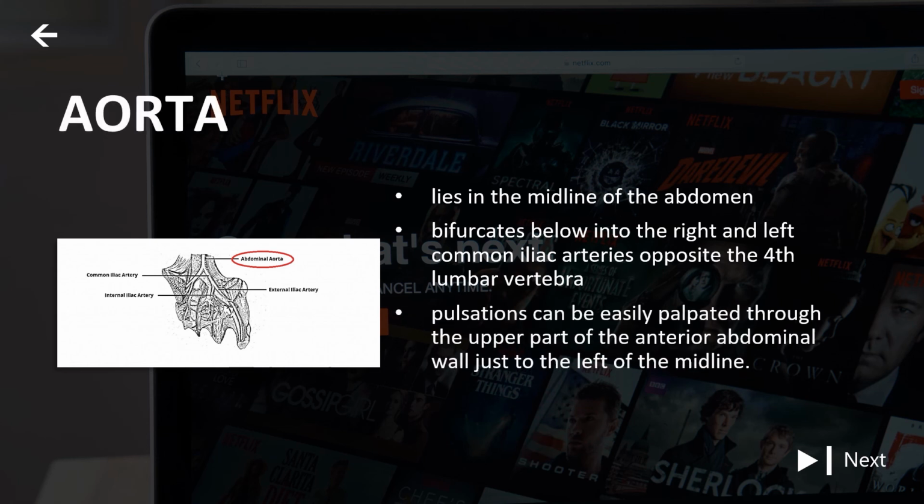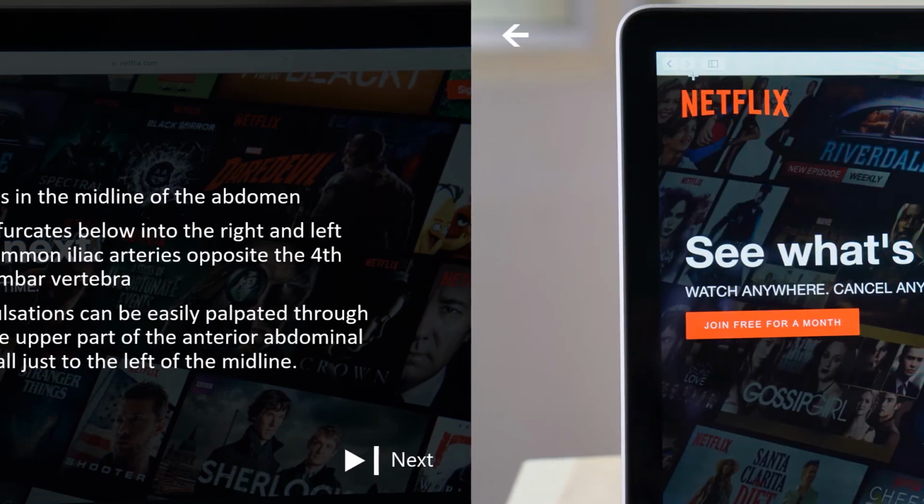Aorta. The aorta lies in the midline of the abdomen and bifurcates below into the right and left common iliac arteries opposite the fourth lumbar vertebra, that is, on the intercrestal plane. The pulsations of the aorta can be easily palpated through the upper part of the anterior abdominal wall just to the left of the midline.